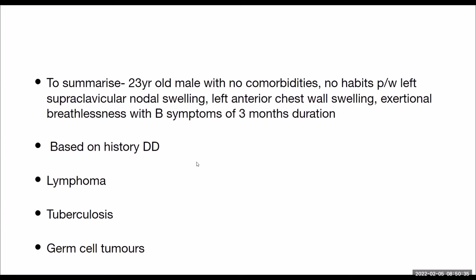So, based on the course, PMBCL is more likely in this patient. In Hodgkin's lymphoma, the course will be much slower, over a long duration of time, and in lymphoblastic lymphoma, the course will be faster.